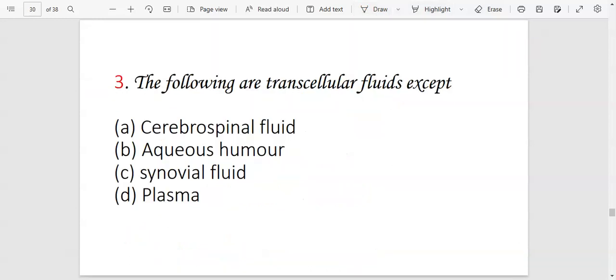All right, let's consider question 3. The following are transcellular fluids except: cerebrospinal fluid, aqueous humor, synovial fluid, plasma. Well, we know that transcellular fluid is the fluid found in portions which are covered by epithelium, like the cerebrospinal fluid, aqueous humor, the fluid found in the eye, and synovial fluid, the fluid found in joints like the knee and elbow. Now, plasma is not part of transcellular fluid. We know this is another type of extracellular fluid. So that is it.